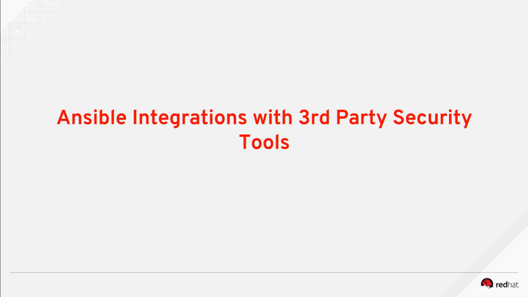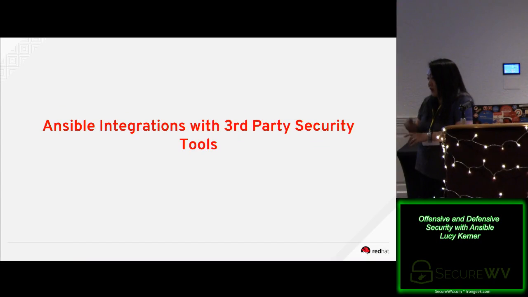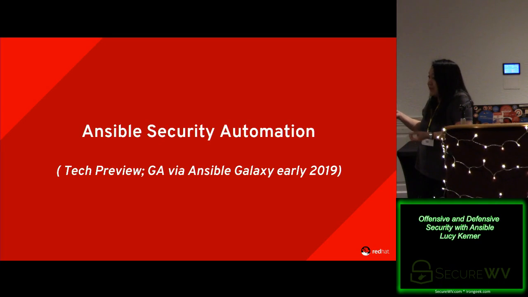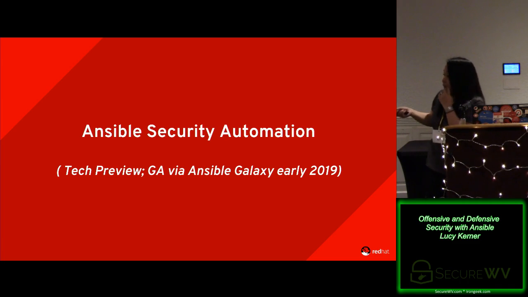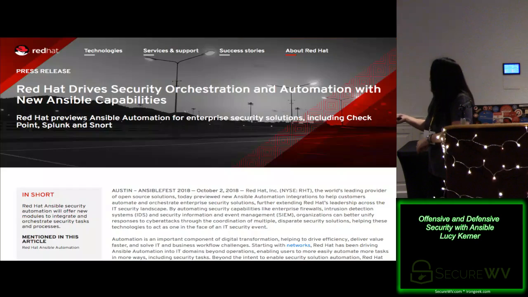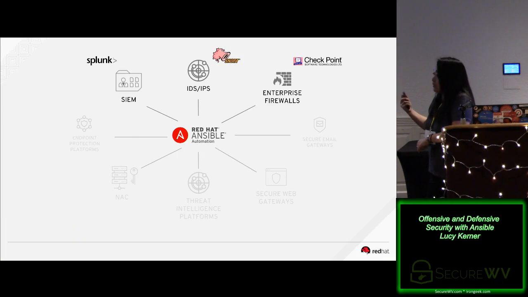The other thing that we introduced is Ansible's integration with third-party security tooling, those pretty popular security tools out there, many of which we talked about here. This capability is called Ansible Security Automation. It's currently technology preview, and we're going to GA it in early 2019. It's actually integrations with these third-party security tools like Splunk, Snort, and Checkpoint.